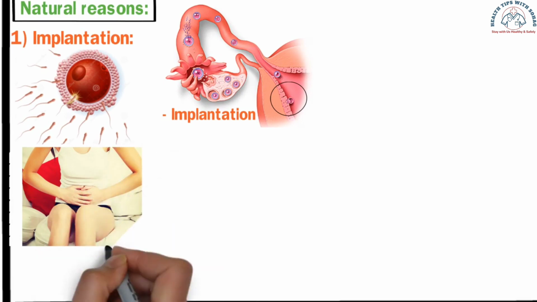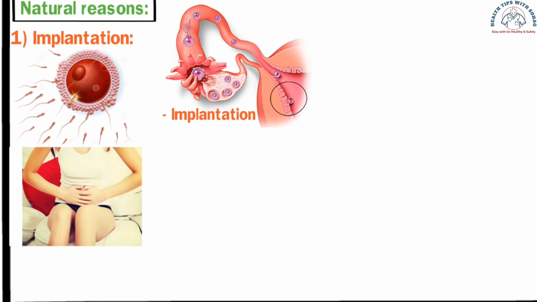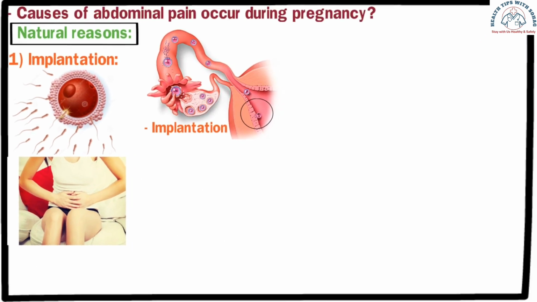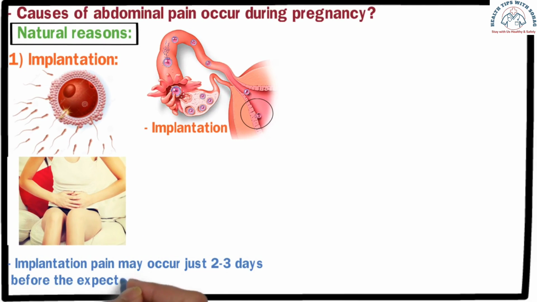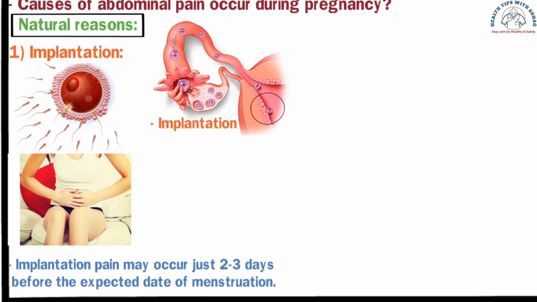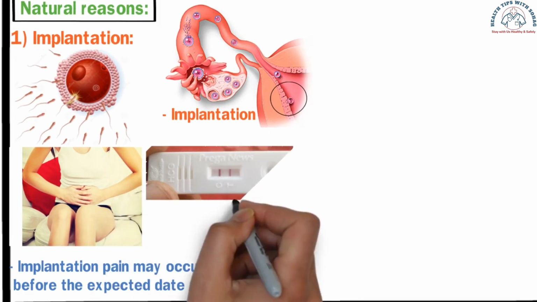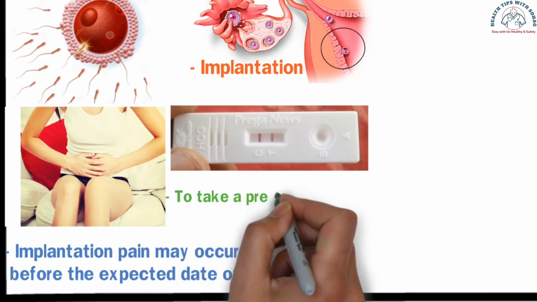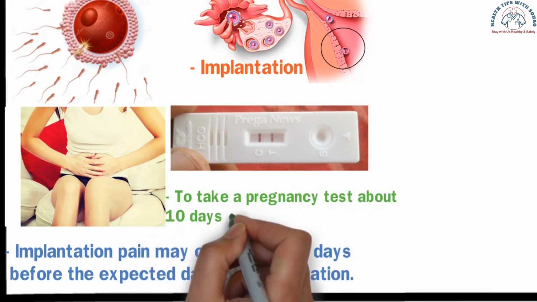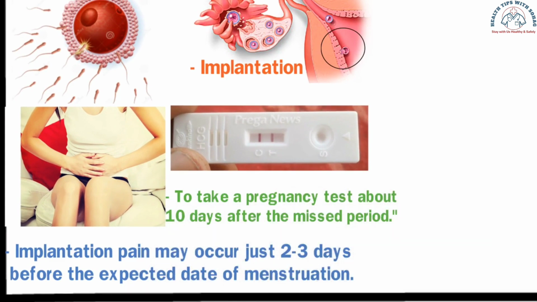Although implantation occurs before a positive pregnancy test, implantation pain may occur just 2 to 3 days before the expected date of menstruation. Therefore, if you experience mild abdominal pain a few days before the expected period, and if the period is missed, it is advisable to take a pregnancy test about 10 days after the missed period.